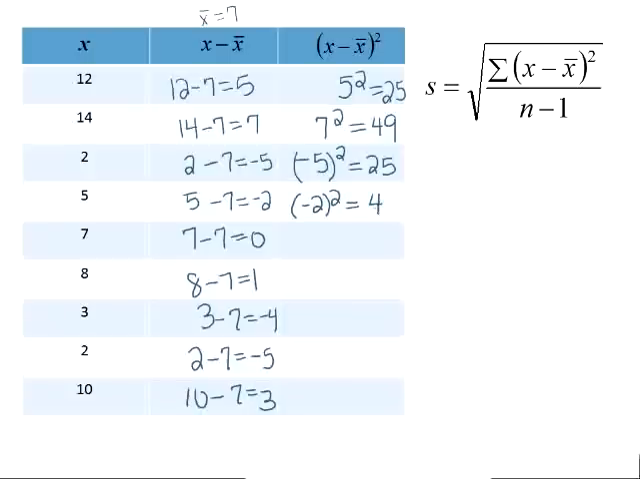So if you are entering that on your calculator, be sure that you put parentheses around the negative to simplify it. So I'm just going all the way down and calculating the squares of these deviations.